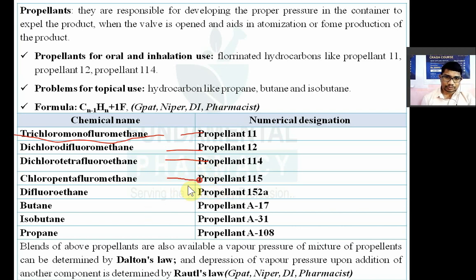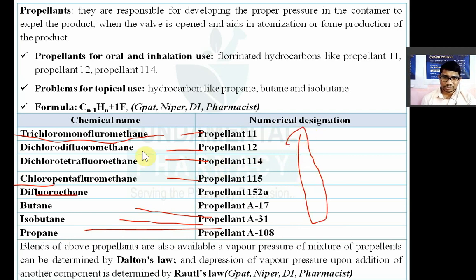Then propellant 152A difluoroethane. Butane is known as a propellant A17. Isobutane is known as a propellant A31. Propane is known as a propellant A108. So all propellants have numerical designations. They used to ask questions. जैसे यहाँ पे propellant 12 के ऊपर एक बार क्वेश्चन आ चुका है, propellant 11 के ऊपर क्वेश्चन आ चुका है. What is propellant 12? Difluoromethane. इसमें एक है according to the formula, ये अपन बाद में देखेंगे.